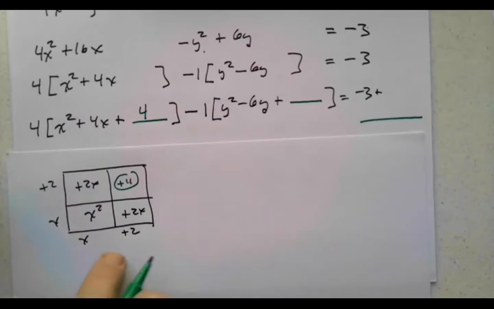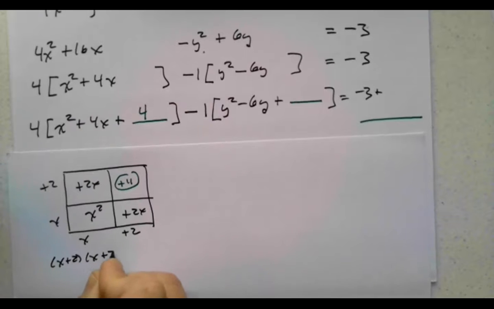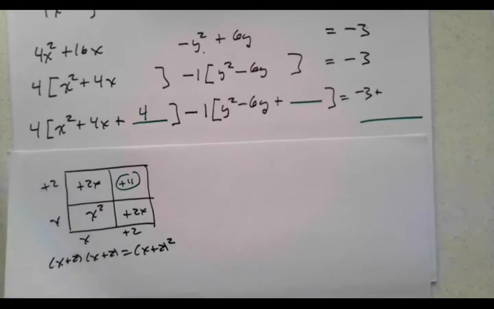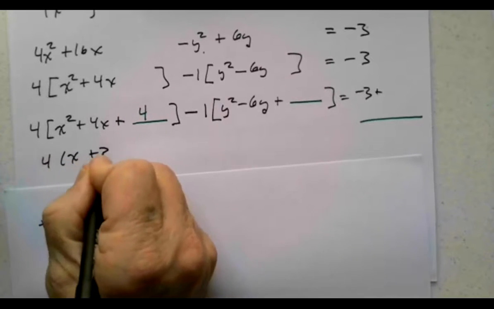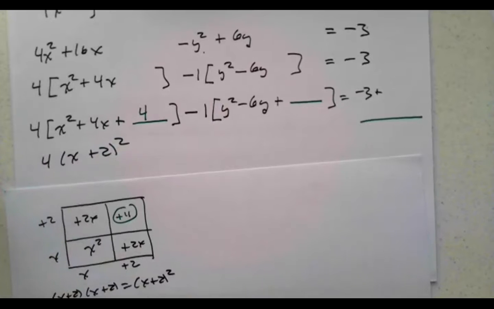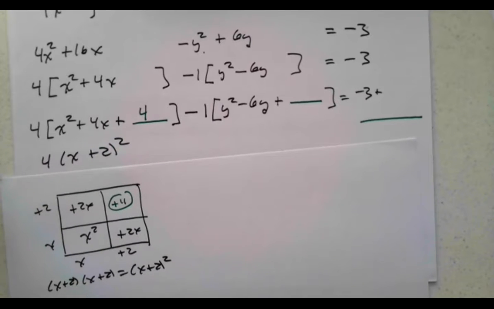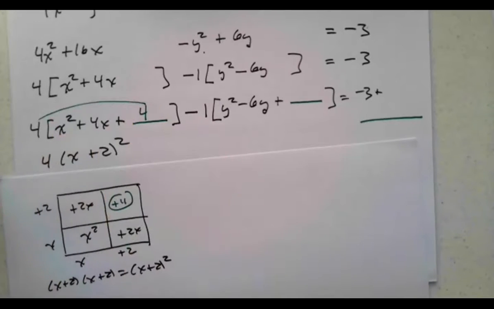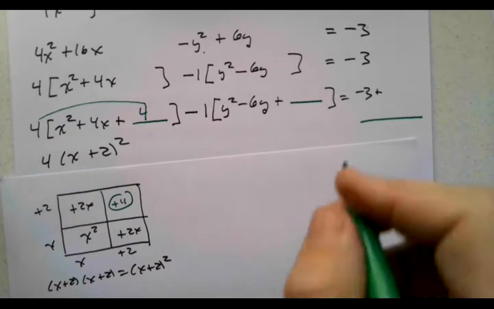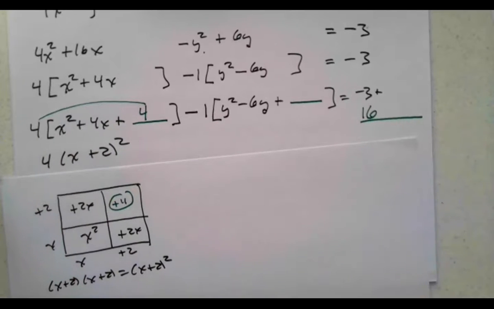Now what do I have here? I have x plus 2 times x plus 2. So what is that? That's x plus 2 squared. So what I have here is 4 times x plus 2 squared. Now, what have I really added to the left side? What really got added is 4 times 4. You see that? 4 times 4 is 16. So that's how the left side has changed. So I'm going to add 16 to the right side to keep it balanced.